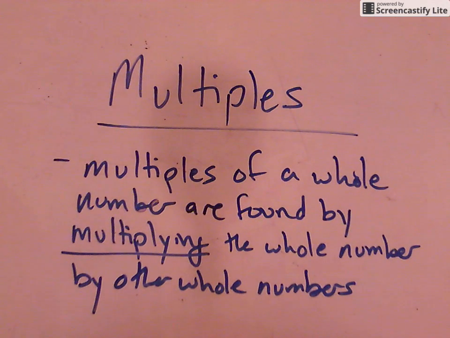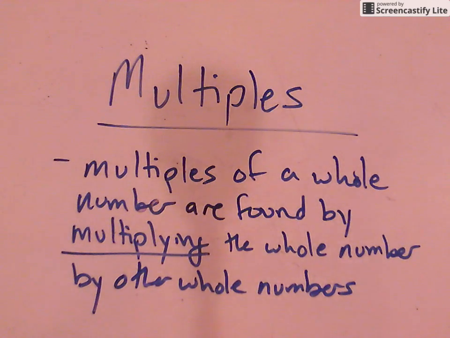Multiples are really easy. Factors take a little bit more thought, but multiples, on the other hand, essentially all you're doing is just counting by a number. Multiples of a whole number are found by multiplying the whole number by other whole numbers, mainly the counting numbers. So 1, 2, 3, 4, 5 is your counting up. You would just take that number, whatever you want to find the multiples of, multiply it by those numbers 1, 2, 3, 4, 5, 6, and so on, and that would give you the list of the multiples.